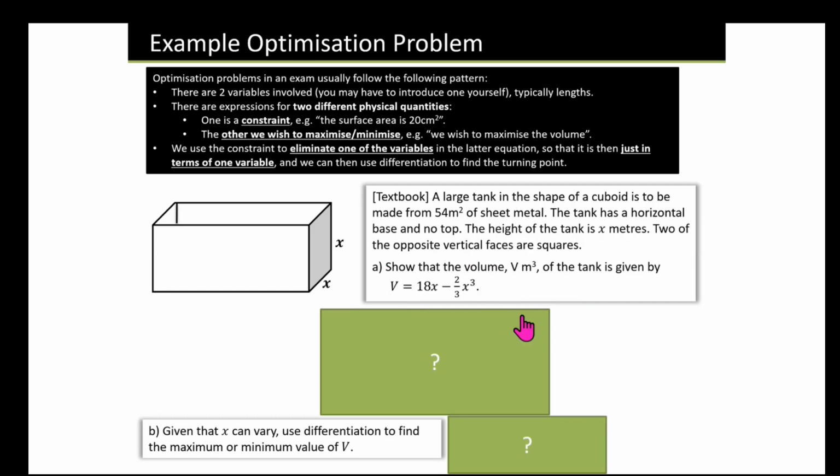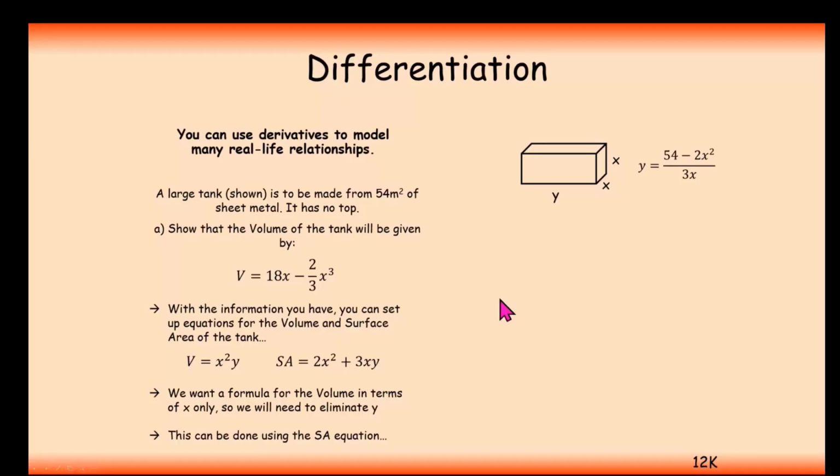This is all like substitution, which is helpful for mechanics and all other topics as well. And B is, given that x can vary, use differentiation to find the maximum value of V. So we'll go back to that. Now I'm going to show you like this. Same question.